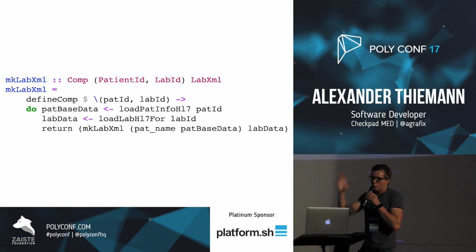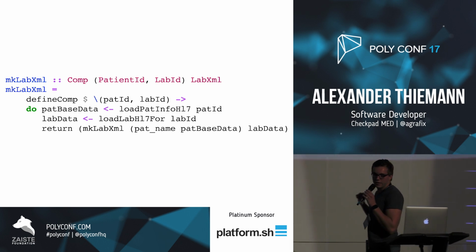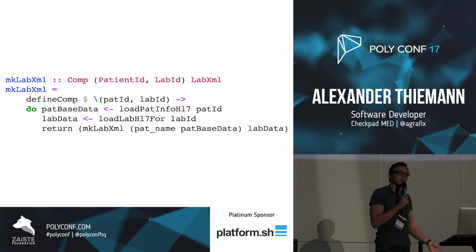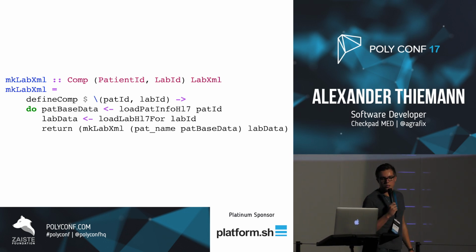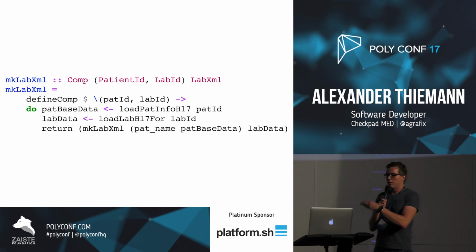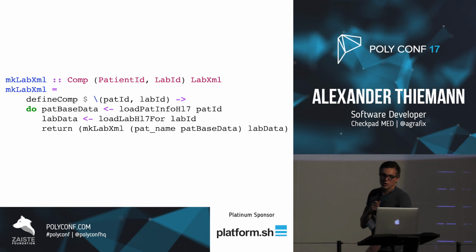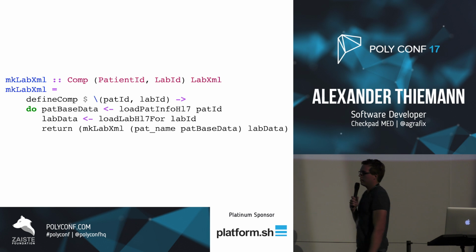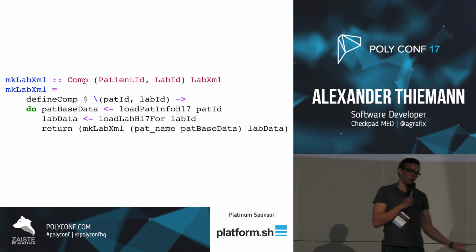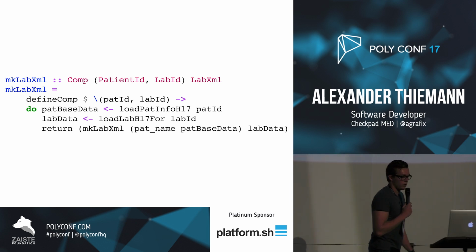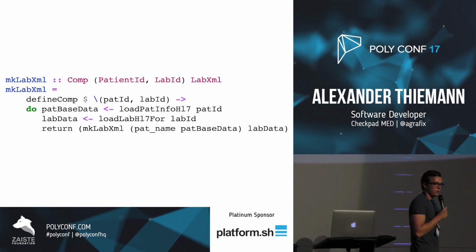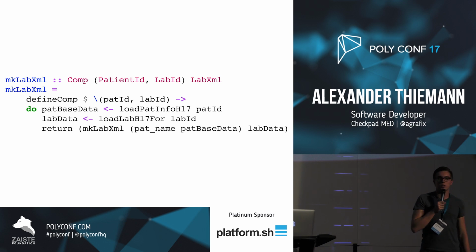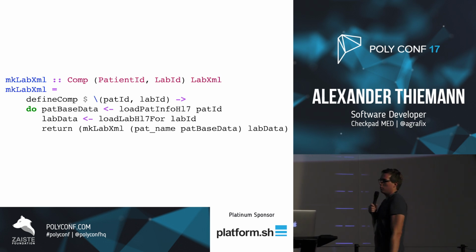So in this example, we have a laboratory report, as I said earlier. It takes 2 arguments, a patient ID and a lab ID, and returns a new lab XML. What we do is we load the patient information HL7 message, we load some lab HL7 message for this patient, and then we generate this view, right? And we use the patient's name to display somewhere in there. And as I said earlier, if one of these dependencies or both changes, then this computation will be rerun.